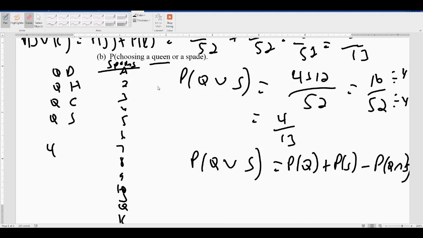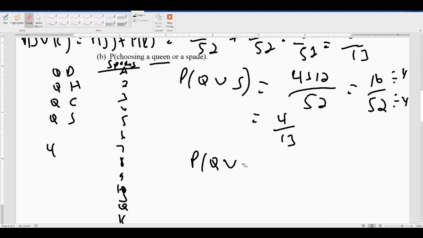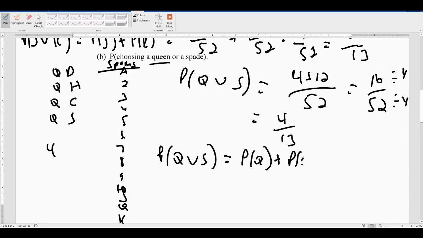Did you catch that? Let me just write that down again. Give us some space. Give me some space. You're smothering me. Probability of a queen or spade is probability of a queen plus probability of a spade minus the intersection of a queen and a spade, or queen of spades, if you want to say it in poker terms.